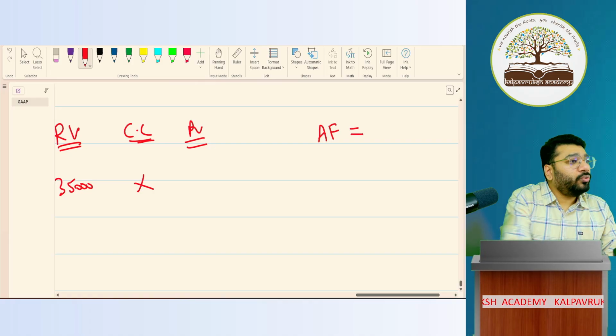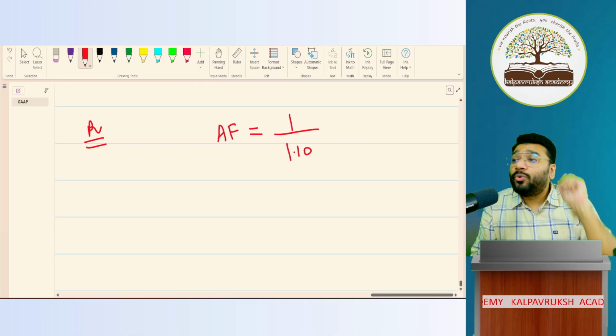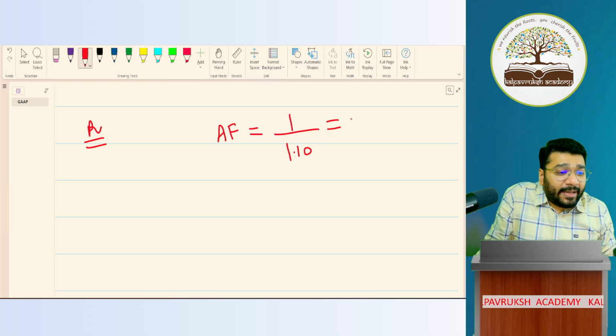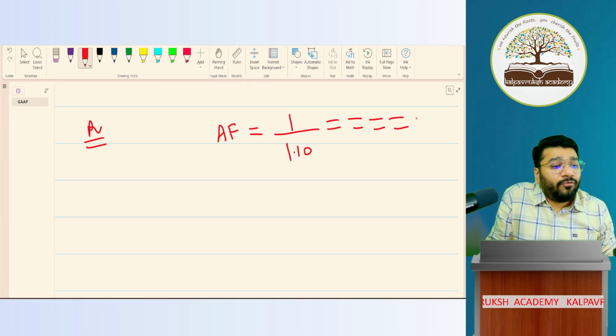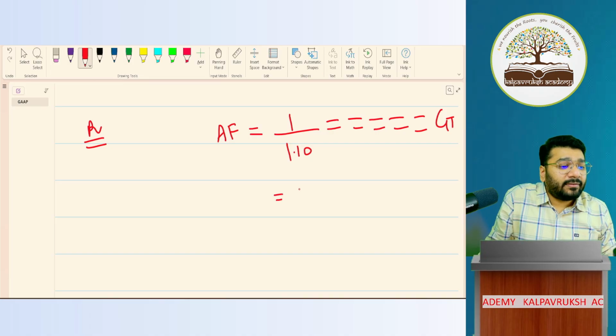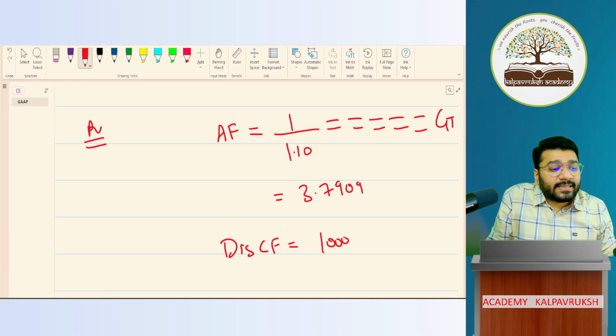Annuity factor is equal to 1 divided by 1.10. How many years you want? 5 years. Equal to how many times then? 5 times. 1 time, 2 time, 3 time, 4 time, 5 time. Then press GT. How much are you getting? 3.7907.